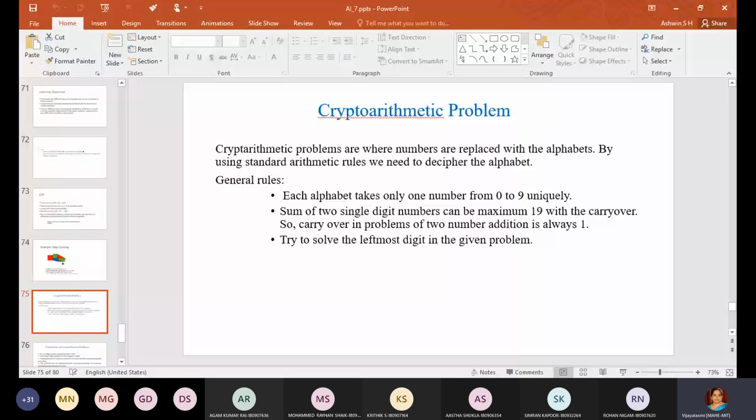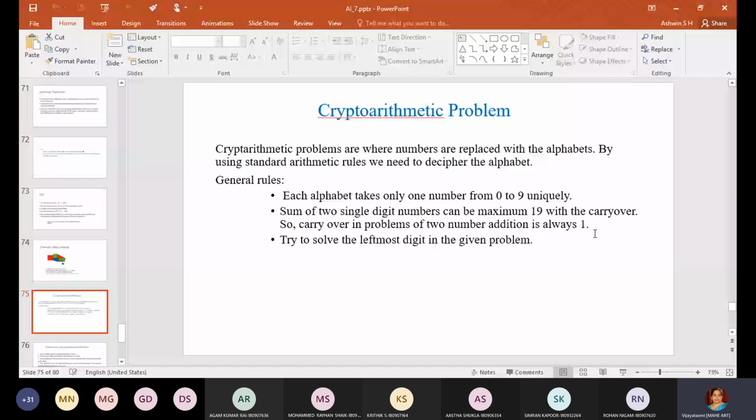Cryptarithmetic problems are where numbers are replaced with alphabets. By using standard arithmetic rules, we need to decipher the alphabets. What are the general rules? Each alphabet takes only a number from 0 to 9, uniquely. So you can assign each alphabet a number from 0 till 9. The sum of two single digit numbers can be a maximum of 19 with a carryover. So the carryover in problems of addition of two numbers is always 1.